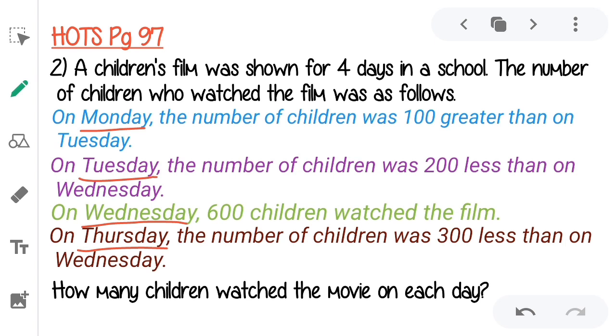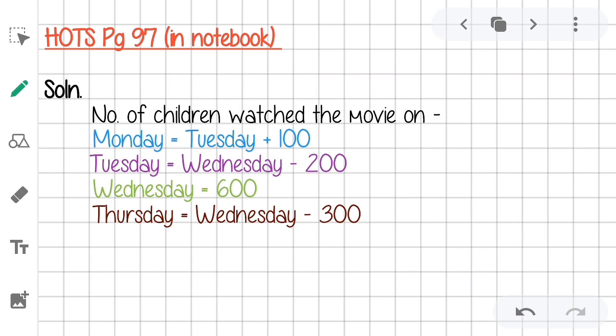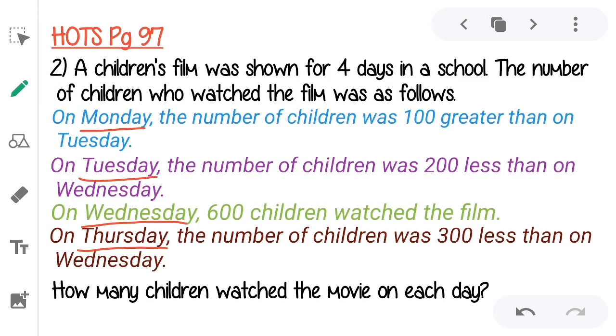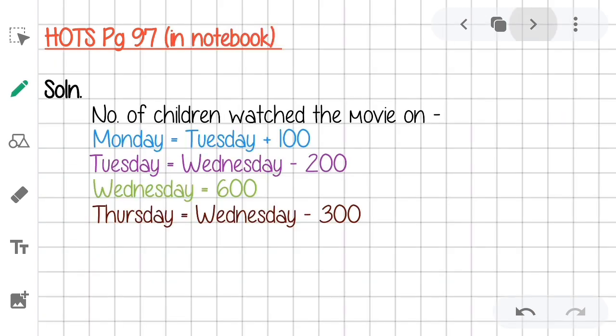Okay. So let us first write this information in the mathematical form. So here it is. For Monday it is given it is 100 greater than on Tuesday. So for Monday we can see Monday will be equal to Tuesday plus 100. Okay. Then coming back to the next day, Tuesday, that is on Tuesday it is given it is 200 less than on Wednesday. So for Tuesday we can write Wednesday minus 200.